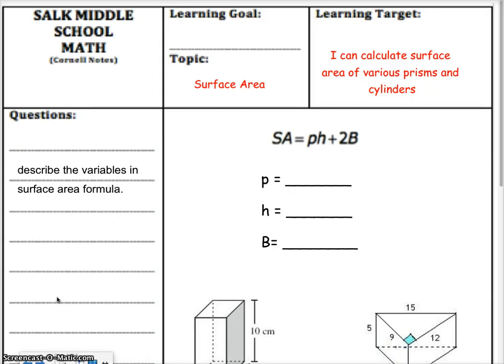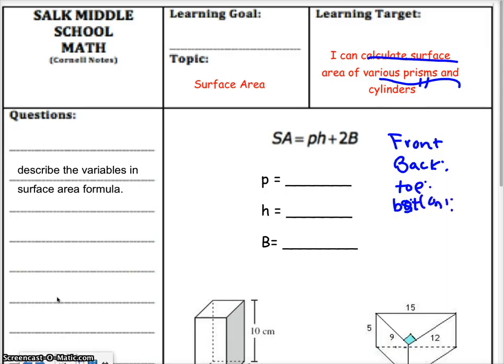So your learning target: you can calculate surface area of prisms today, not cylinders. Cylinders will be after break. In 6th grade, you learned how to do it. In 5th grade, you learned how to do it as well. What we did in those grades is you did the area of the front, the area of the back, top, side, oh, I forgot bottom. Bottom, side, side. Do you remember doing that? And then adding them all up.